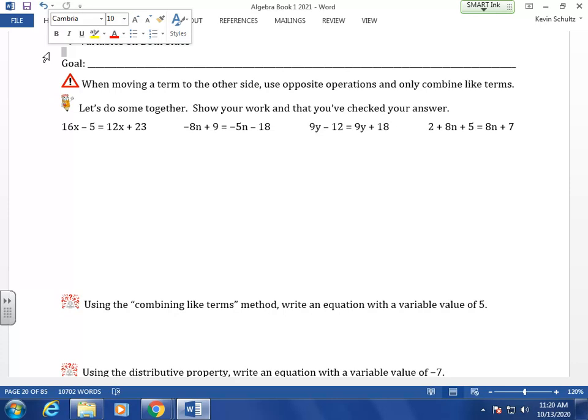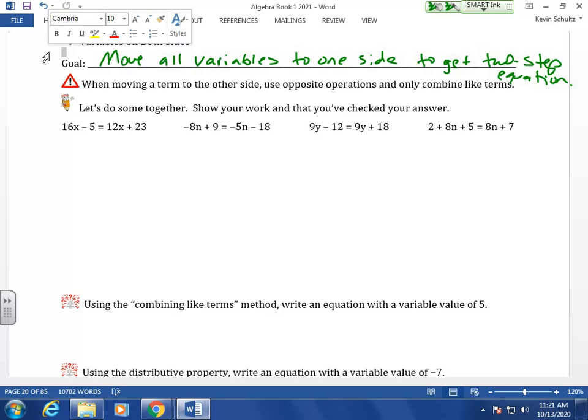Right. We're still looking to get that two-step equation. And so our goal is to move all variables to one side. And I'll add on here to get two-step equation. All of these had the end result of getting that two-step equation, right? But in this case, we want to get all of our variables on one side.